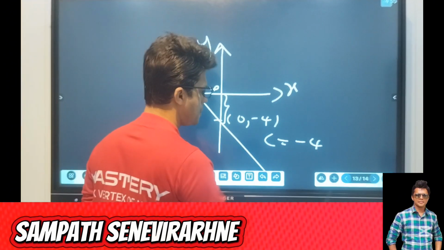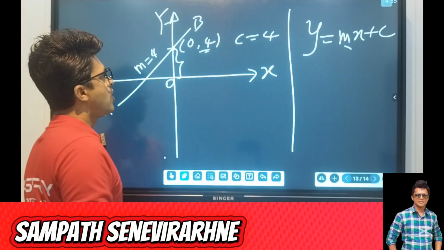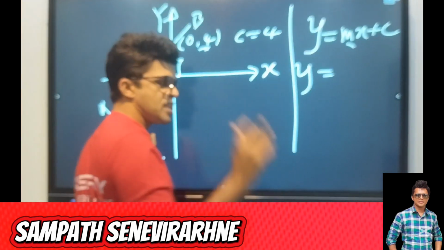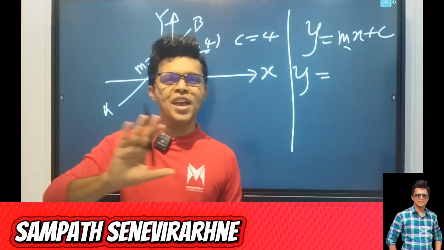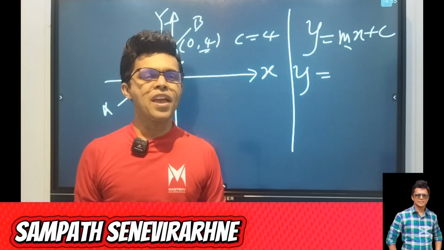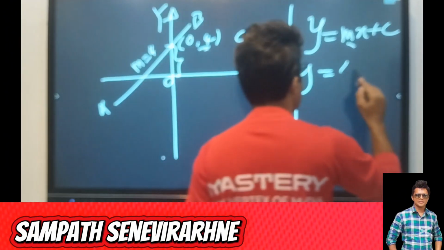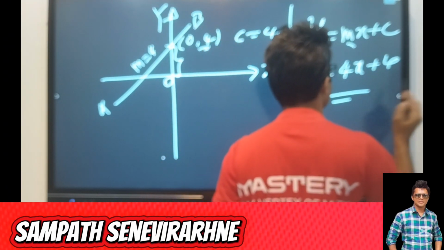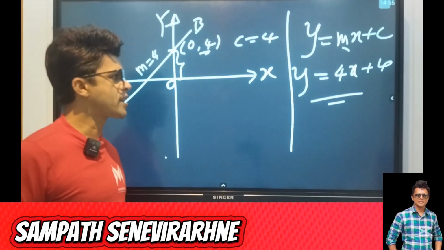So we know the value of m here. M has given that 4. Then we could substitute here. The question is find the equation of this linear graph AB. M equals 4. And also c equals to 4. The equation of this linear graph is y equals 4x plus 4.